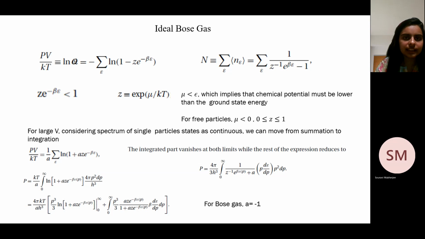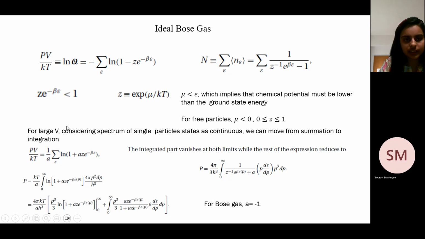We then move to the ideal Bose gas, and here you have put a equal to -1, and that gives you this expression for thermodynamic pressure and the number of particles. For this value to be well defined, z e to the power minus beta epsilon should be less than 1, which tells you that the chemical potential should be smaller than the ground state energy. So if you have free particles, mu should be less than 0, and that sets a limit to z. The value of z lies between 0 and 1.